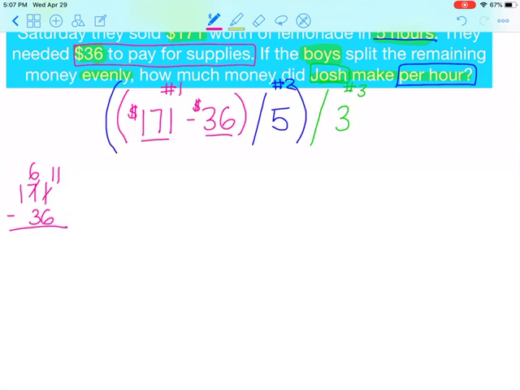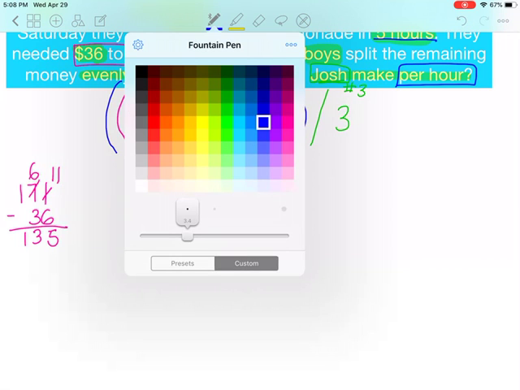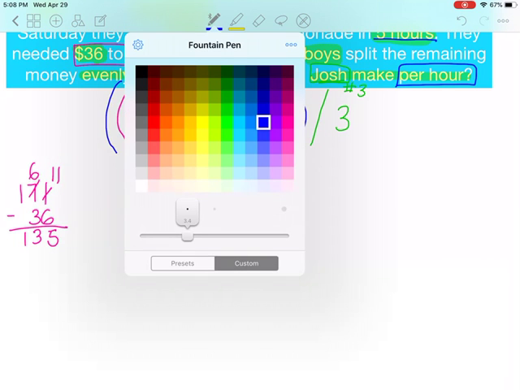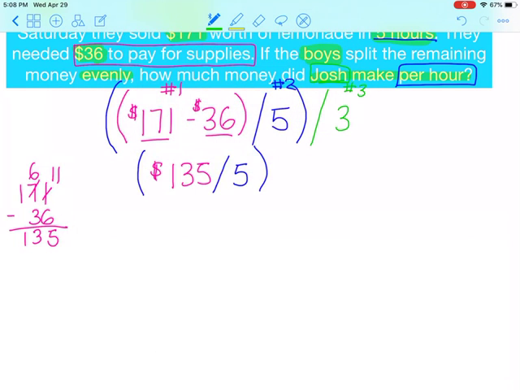11 minus 6 is 5. 6 minus 3 is 3. And then you just bring the 1 down. So now I figured out that in total, after they paid for their supplies, altogether the boys made $135. So then we have to take that much money and we're going to divide it by 5, how many hours they worked, to figure out how much they made per hour. And then you're going to take that and you're going to divide it by 3, but we're not there yet.